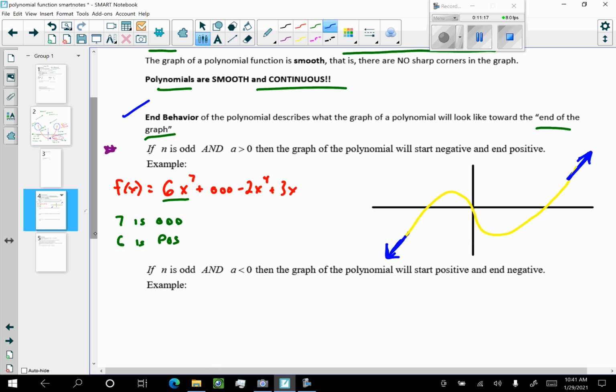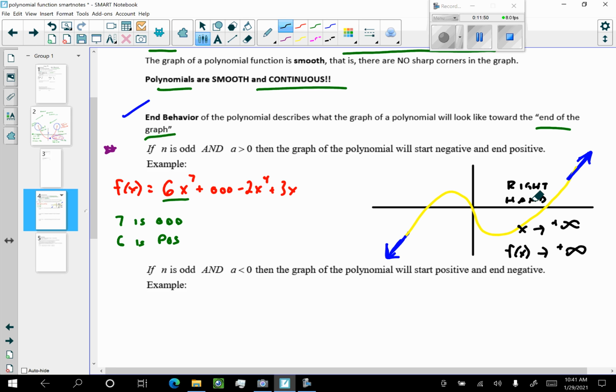Here are the two statements that I'm going to make. This is what ends positive, starts negative. As x goes to positive infinity, what happens to the function values? f of x also goes to positive infinity. This is the right-hand end behavior.